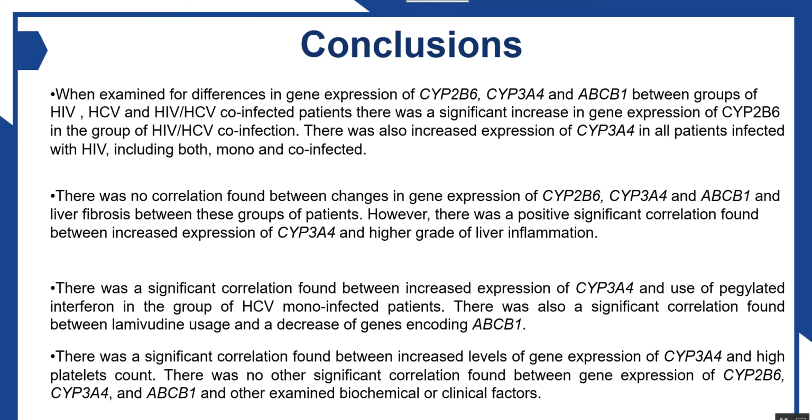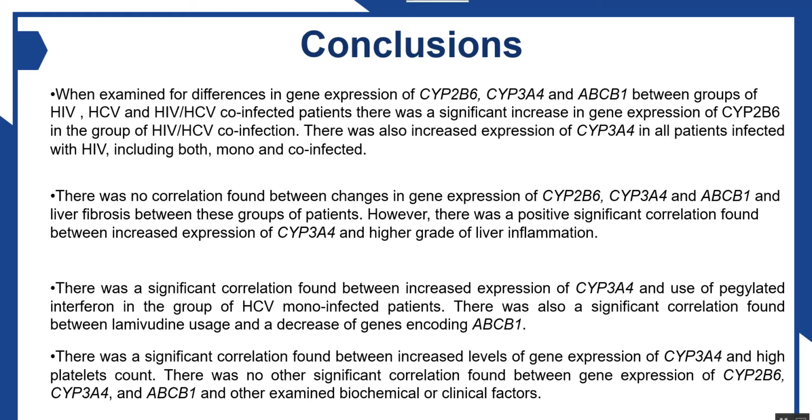As for the conclusion, these are the main ones. When examined for differences in gene expression of CYP2B6, CYP3A4, and ABCB1 between the groups of HIV, HCV, and co-infected patients, there was a significant increase in gene expression of CYP2B6 in the group of co-infected patients. There was also increased expression of 3A4 in all patients infected with HIV, including both mono- and co-infected.